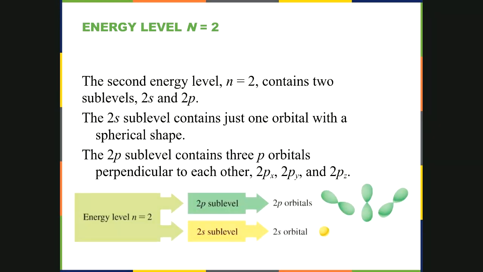With that n equals 2 energy level, we have 2 sublevels, 2s and 2p. The 2s sublevel just contains one orbital, the 2s. The 2p sublevel contains 3 p orbitals, which are perpendicular to each other: px, py, pz. And each individual orbital holds 2 electrons.